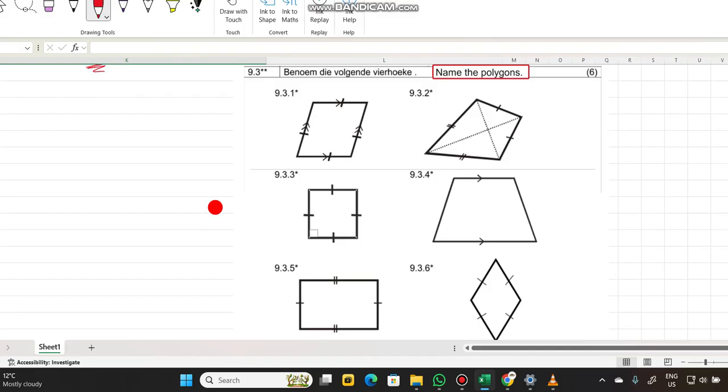9.3, it says noem die volgende vierhoeke, name the polygons. So you're just going to give me the names for, well, all those polygons.